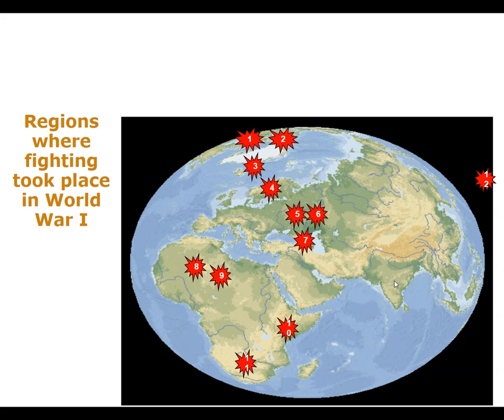Here's a map of the globe, and you can see the red explosions are places where major battles took place, besides in Europe, where a lot of the battles took place in France and Germany. But these are the battles that happened outside. So definitely a global conflict.